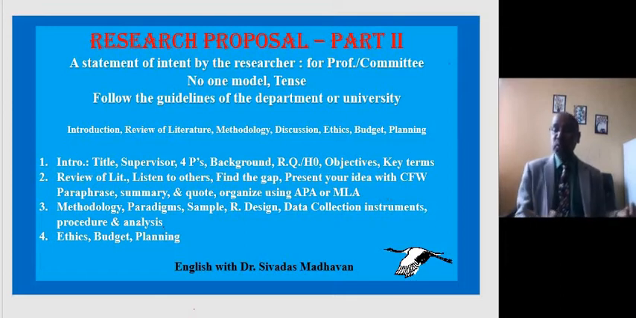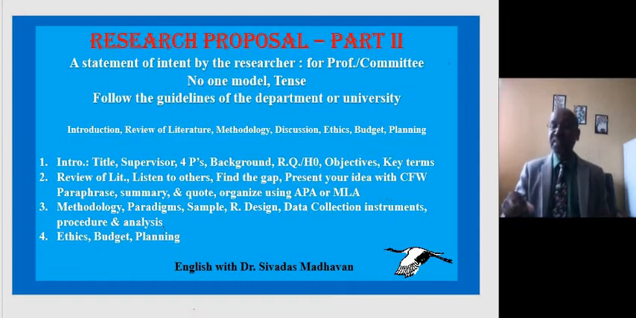And for that, you have to decide what you should say. Maybe different from others or maybe similar to others, etc. But you have to decide what it is. And for that, the review of literature will help you. And review of literature is done in three different ways: paraphrasing, summarizing, and making quotations.